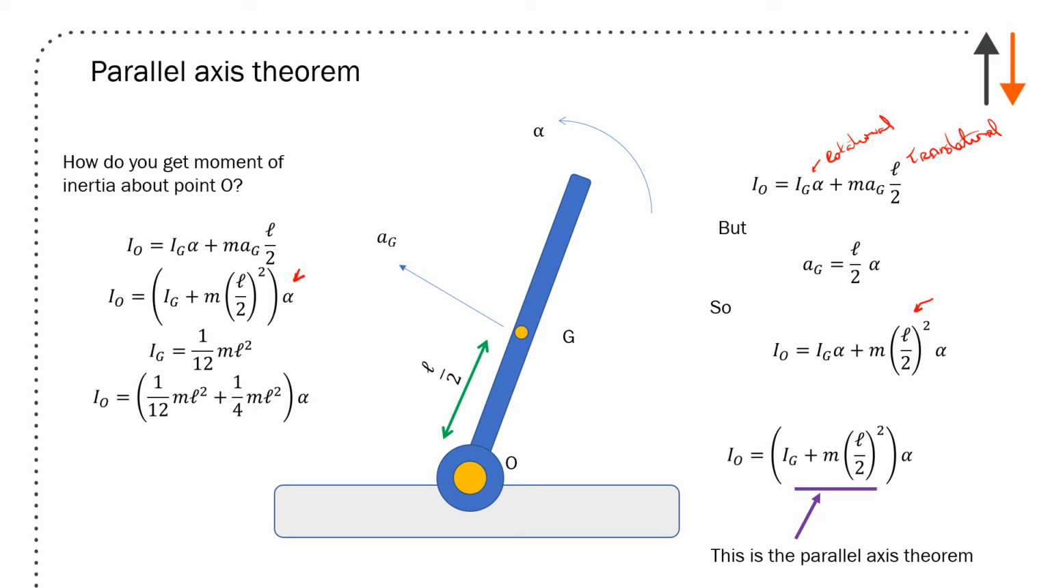And let's go a little bit further and say, well, we know IG is equal to 1/12 ml squared. So we add the two terms together. And we end up with the other expression that you're told to remember in this course, which is I naught equals 1/3 ml squared.